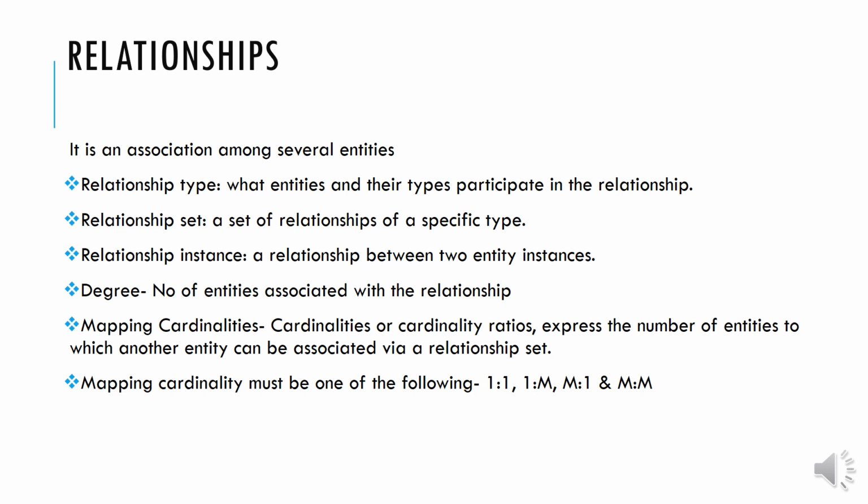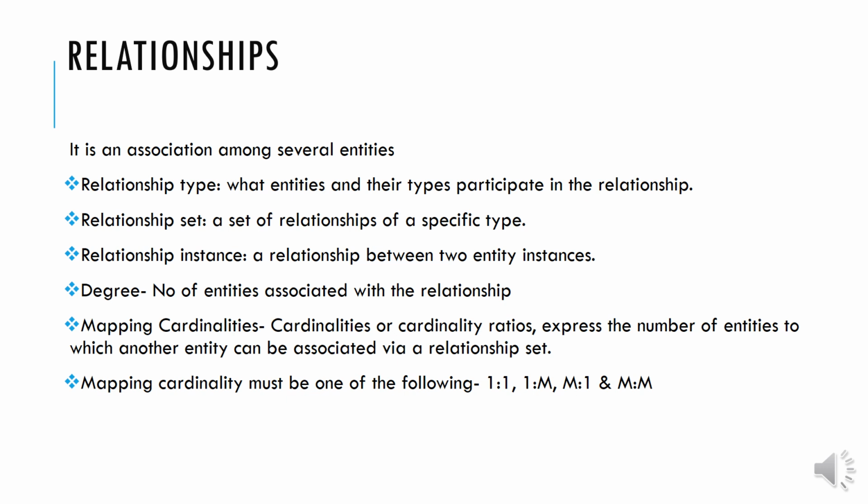Then we have the mapping cardinalities, which also define the relationship between the various elements. Mapping cardinality, or the cardinality ratio, expresses the number of entities to which another entity can be associated via a relationship set. Mapping cardinalities are most useful in describing binary relationship sets, although they don't contribute to the description of relationship sets that involve more than two entity sets.